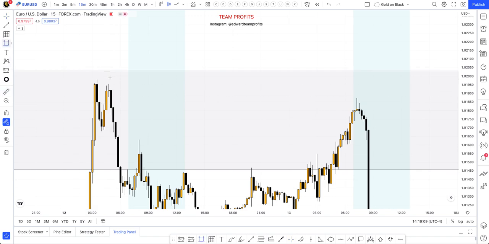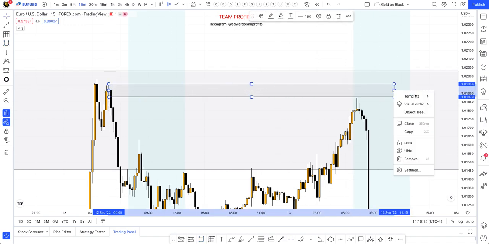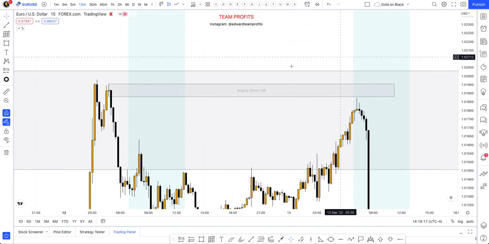If you decide to go with this small order block right here, sorry if you hear background noises, they are working in my house right now. So sorry for the noise if you can hear it.